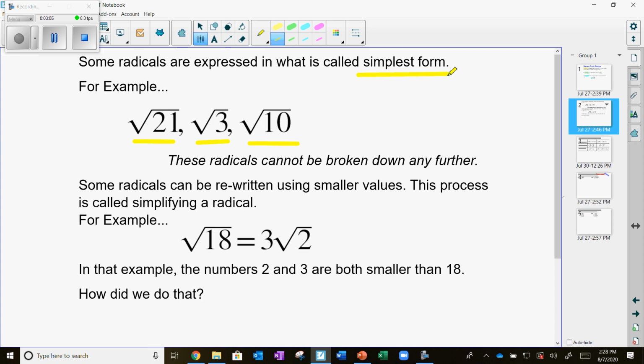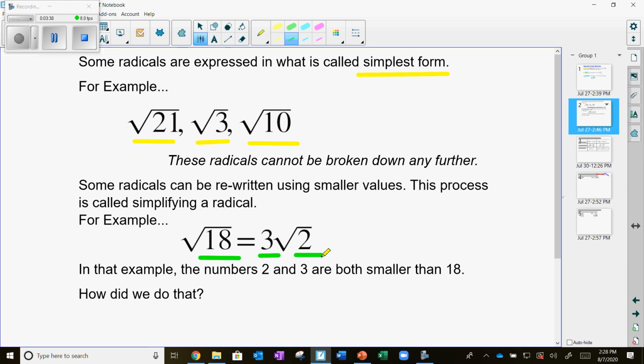Some radicals, though, can be rewritten using smaller values. This process is called simplifying. You might also hear it called reducing, but we're just going to try and stick with simplifying a radical. So, for example, the square root of 18 is equal to 3 times the square root of 2. Well, how is that in simplest form? Well, 18 is a big number, and both 3 and 2 are smaller than it.